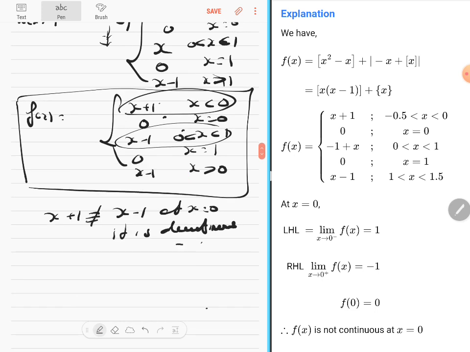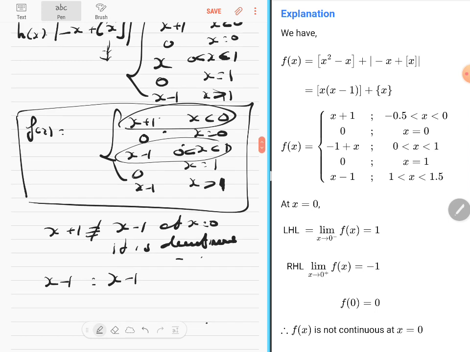To the left side of 1, lesser than 1, the answer is x minus 1, and at 1 the answer is 0. Lesser than 1 the answer is x minus 1. Greater than 1, the answer is also x minus 1. Why is it at 1 we are getting 0? But that's fine, it's 0.